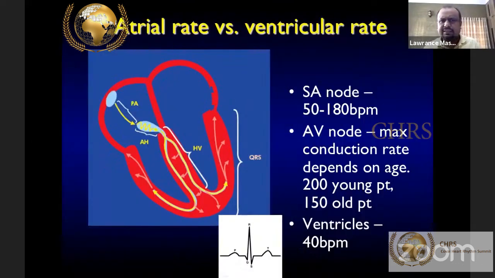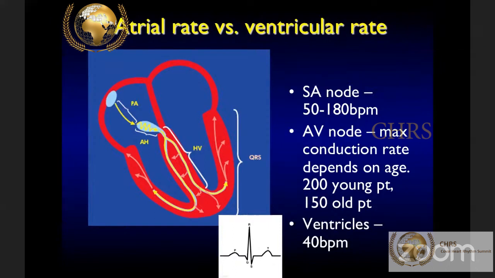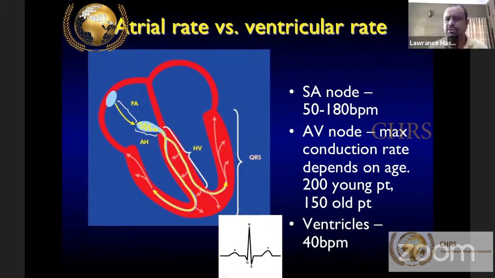If you look at the atrial and ventricular rates, the sinus node can give out around 50 to 180 beats per minute, and AV nodal conduction is the most important determinant of ventricular rate. In a healthy young patient, it can go up to 200 beats per minute. In an older patient, about 150 to 180 beats per minute, according to the adrenergic drive of the particular patient. Ventricles can give a heart rate close to 40 beats per minute. We see this kind of escape rhythm when we have a patient with complete heart block.